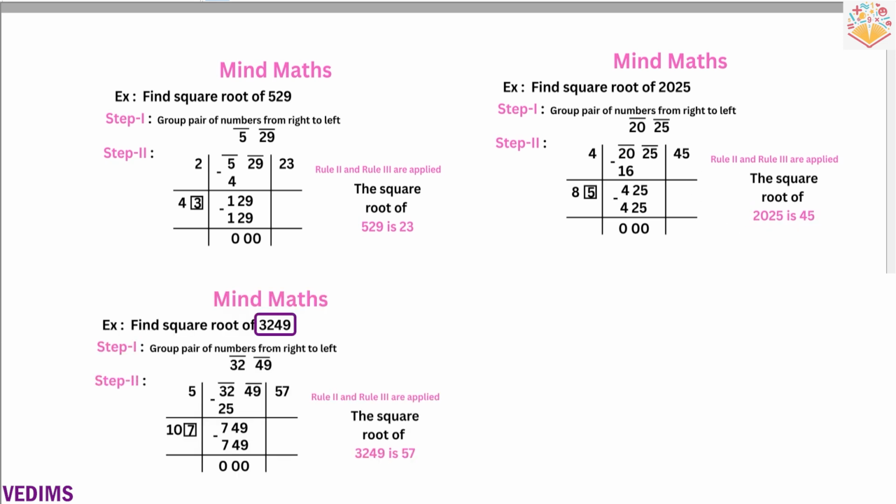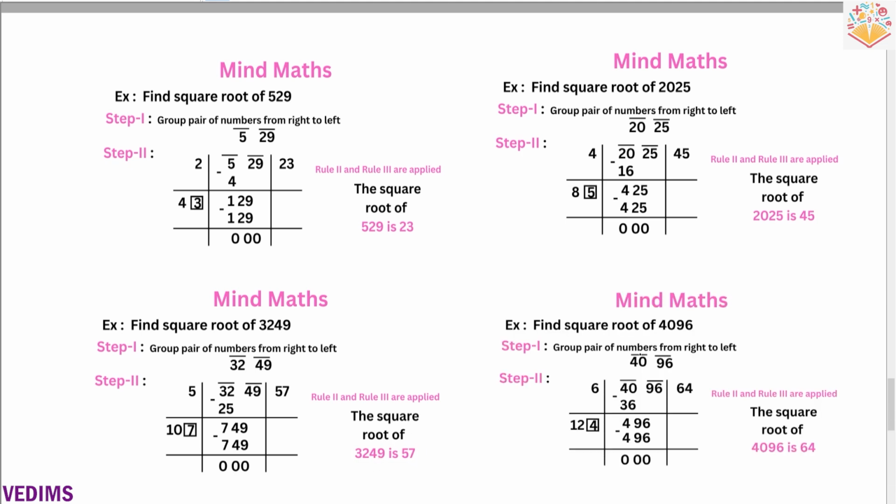Similarly, 3249. Group them 32, 49. The nearest perfect square of 32 is 25. 5 5s are 25. Add 5 and 5, you will get 10. Now suffix a number: take 49 down and suffix 7, multiply by the same suffix 7, the whole 107, you will get 7 7s are 49 and 1 7s are 7. 749 minus 749, remainder is 0. Therefore, the square root of 3249 is 57.